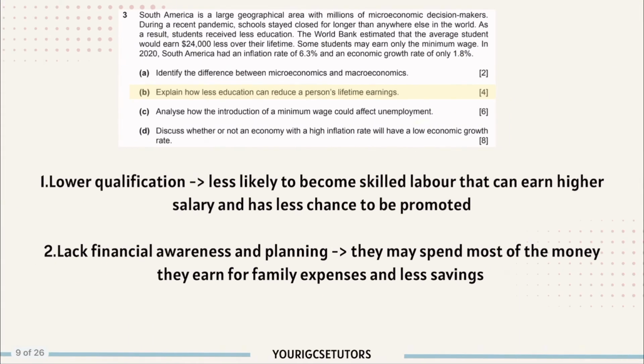B. Explain how less education can reduce a person's lifetime earnings. First point is that they have lower qualification, which means they have lower education, maybe they don't have a degree. So they are less likely to become skilled labor that can earn higher salary and so have less chance to be promoted. Second, they lack financial awareness and planning. So they may spend most of the money they earn on family expenses and save less.